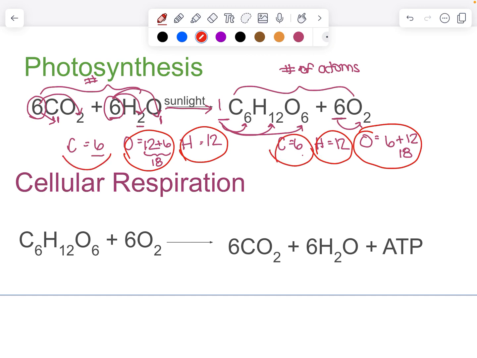Carbons are 6, carbons are 6. There are the same number of atoms on both sides. They have just been chemically rearranged so that we have a new substance after our chemical change. Now, I'm going to work through something pretty similar with our cellular respiration equation here.